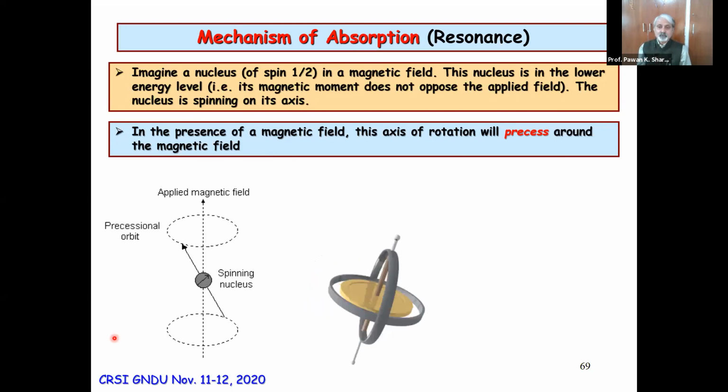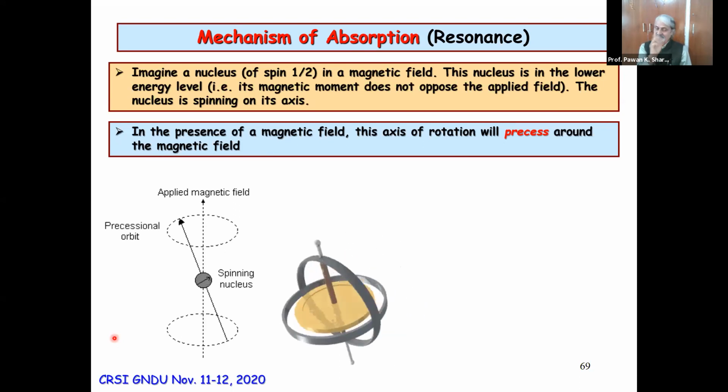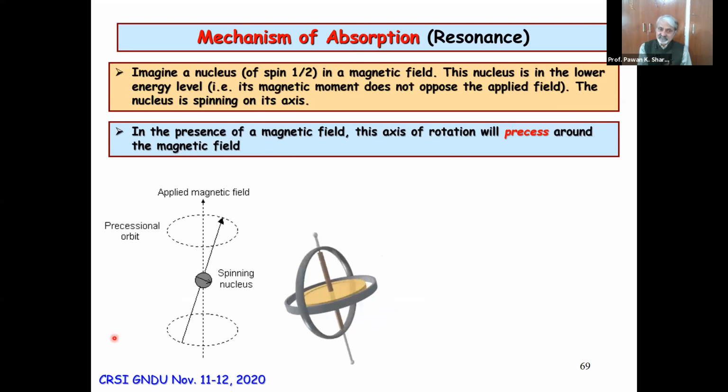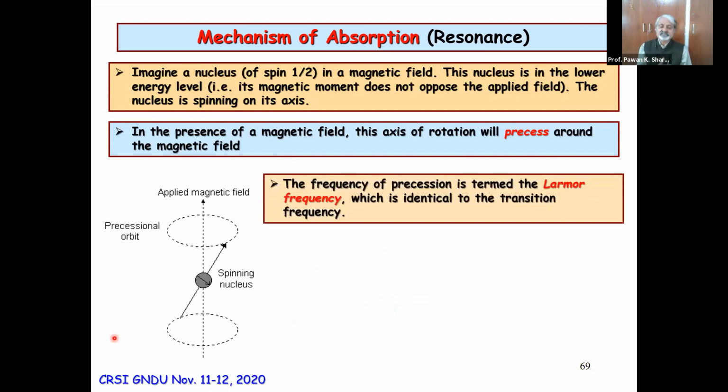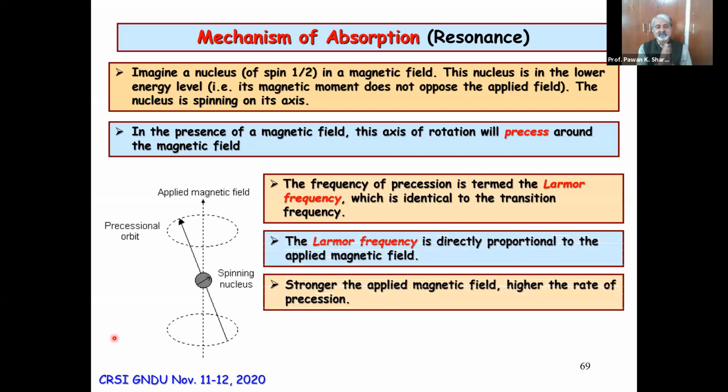And the frequency of the precession, not the spin. Spin is the basic property, but precession has been generated by the application of the external magnetic field. So now the frequency of the precession, we call it the Larmor frequency, or the transition frequency. And the Larmor frequency is directly proportional to the applied magnetic field. The more the applied magnetic field, the more is the Larmor frequency.